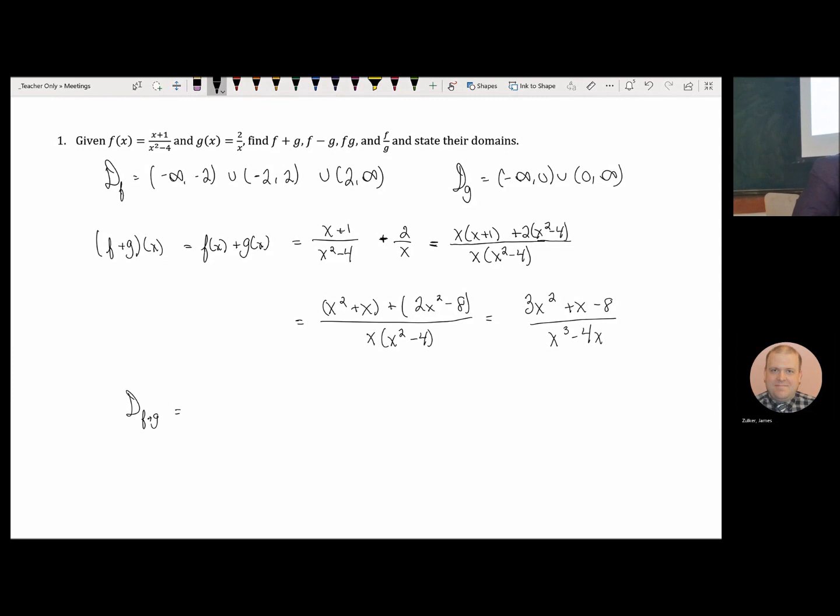Now we need to state its domain. As I said, the domain of f plus g is the intersection of the domains, which makes sense, right? You can't add two undefined terms. So f plus g is defined only when both f and g are defined. Intersection of sets is everything they have in common.